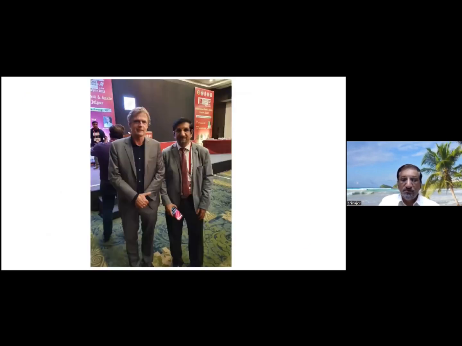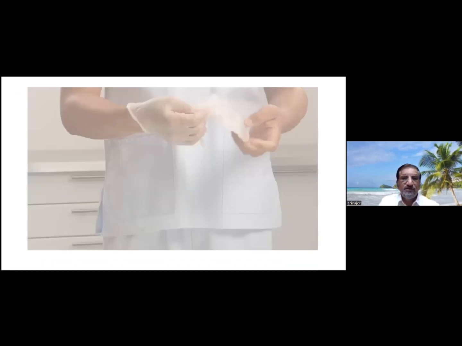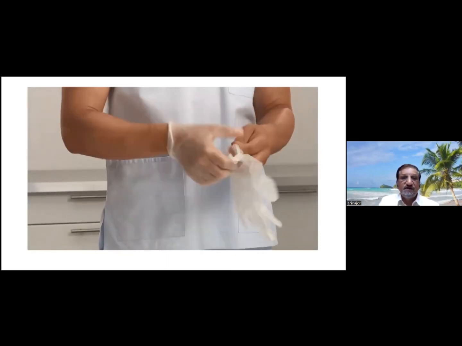And the one from Nick Van Dyke, who was here in India and had come down to Kochi for performing a live surgery, mentioned the usage of a semi-rigid immobilization compared to a rigid immobilization. This is one of the ways wherein the semi-rigid cast is used.